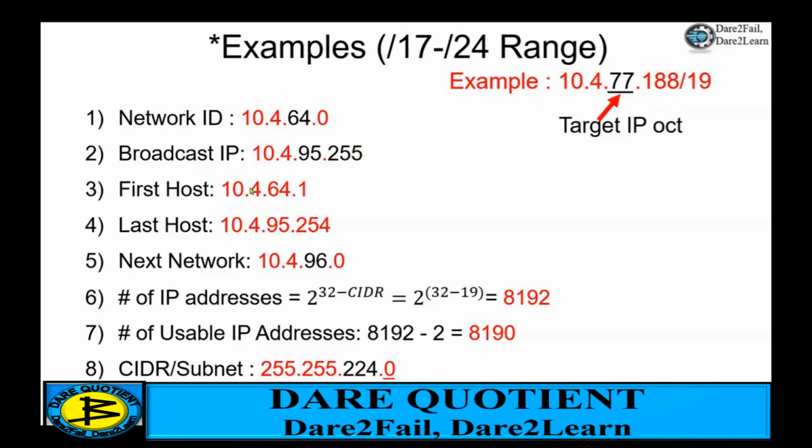And the first host is the network ID +1. So you get 10.4.64.1. And you have the last host, which is the broadcast IP -1. So you get 10.4.95.254.